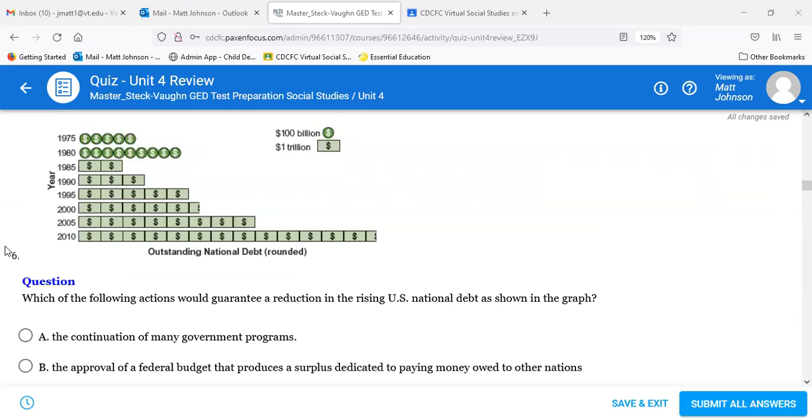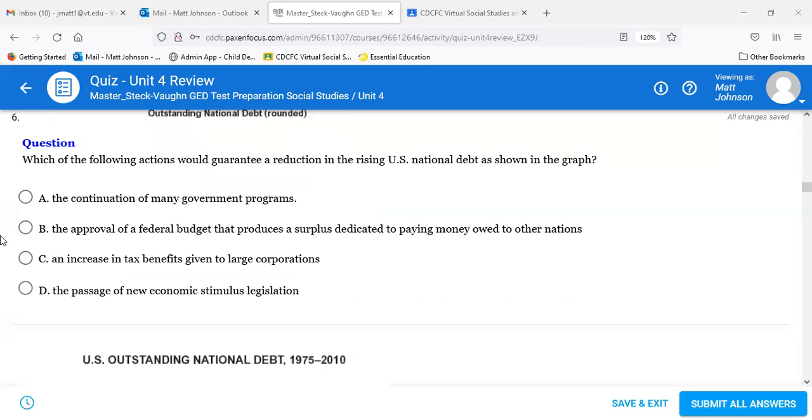Which of the following actions will guarantee a reduction in the rising U.S. national debt as shown in the graph? A, the continuation of many government programs. B, the approval of a federal budget that produces a surplus dedicated to paying money owed to other nations. C, an increase in tax benefit given to large corporations. And D, the passage of new economic stimulus legislation.